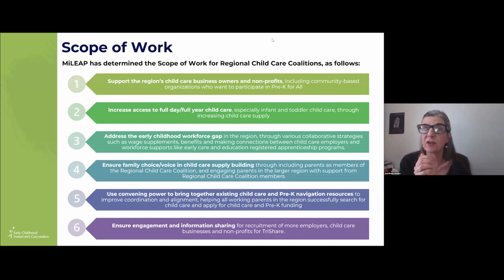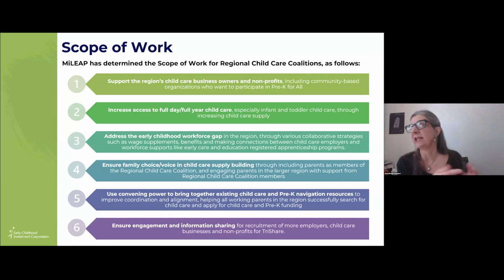The scope of work. So MyLeap has determined the scope of work for the regional child care coalitions, and then it is the Child Care Innovation Fund's role to really support the selected regional coalitions in the achievement of this scope of work. As I stated before, the initial period of performance for this grant is 6 months. So obviously, some of the things on this scope of work are not going to be fully realized in the initial 6 months. They're going to be started in this 6-month period.